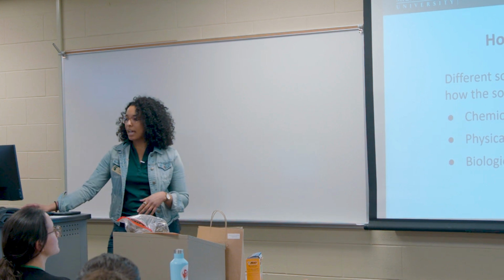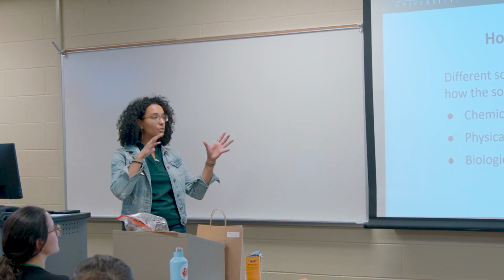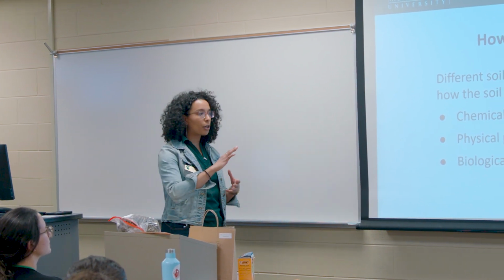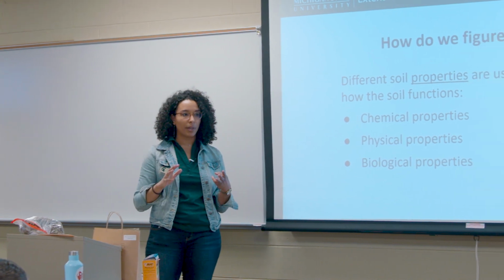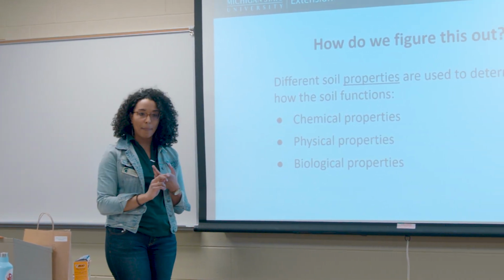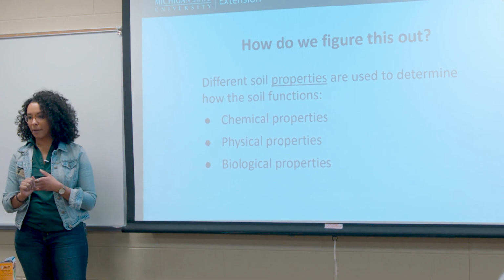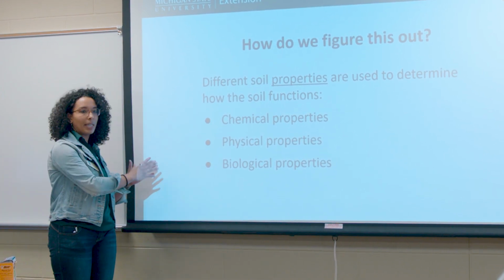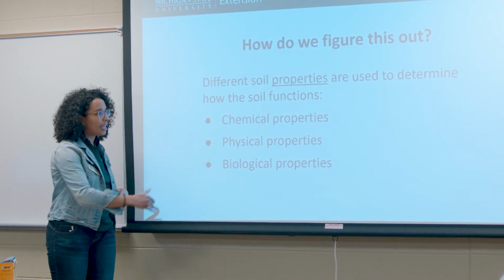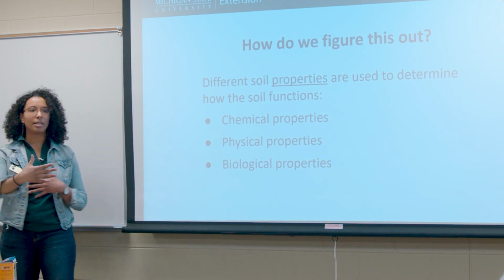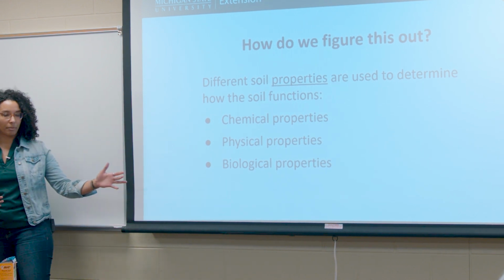So how do we figure this out? With different soil properties. So there are three main properties of a soil: the soil's chemical properties, the soil's biological properties, and the soil's physical properties. So there are different ways that we can assess these different areas in order to determine its function in those ways, right?